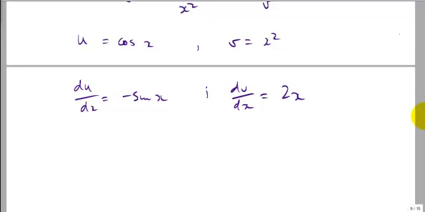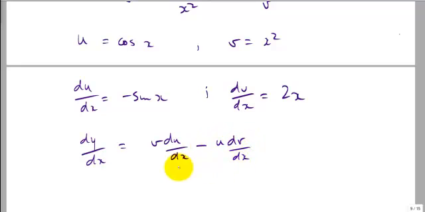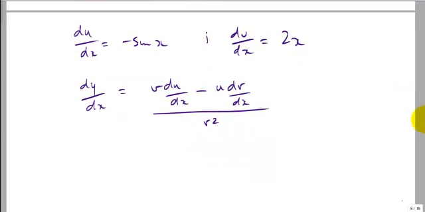So now we use our formula from above. I'll write it down again here. So dy by dx is equal to v du by dx minus u dv by dx, all divided by v squared. So we've just got to plug in these values there.